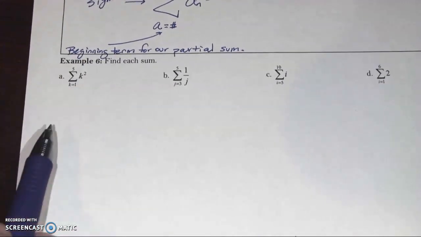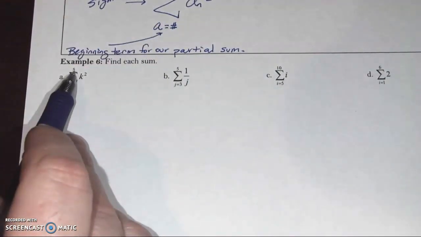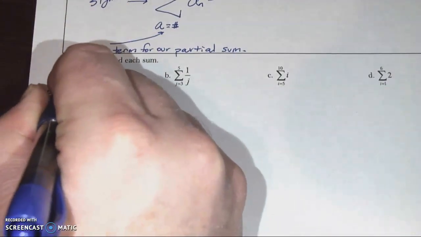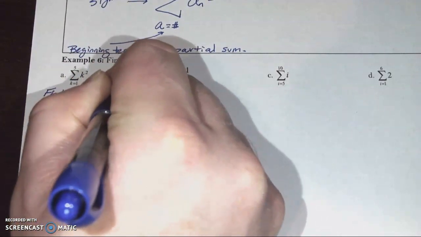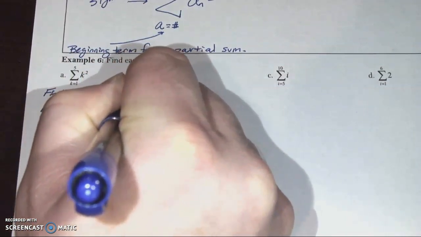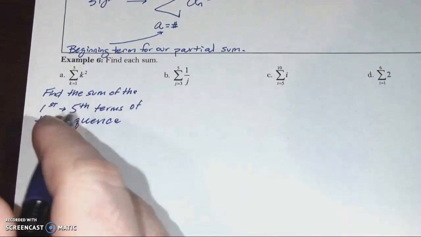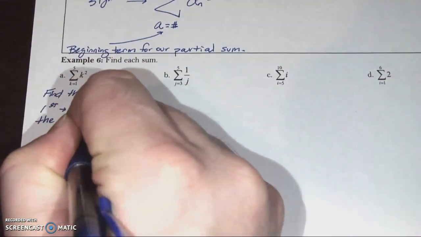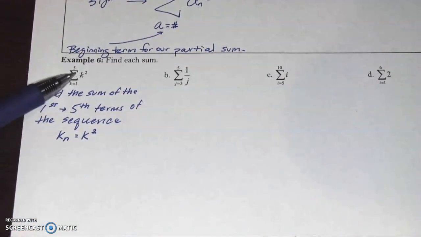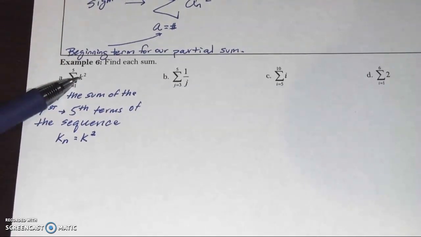Let's take a look at this first one. All right, this k equals 1 at the bottom means we're going to start with the first term, and we're going to go to the 5th term. So this is asking us, sigma notation, we want a sum. This is asking us, find the sum of the 1st through 5th terms of the sequence. In this, we're using a k sub n equals k squared. Find the sum, sigma means sum, of the, here's the beginning term, the first term, here's the ending term, the 5th term of this sequence here.